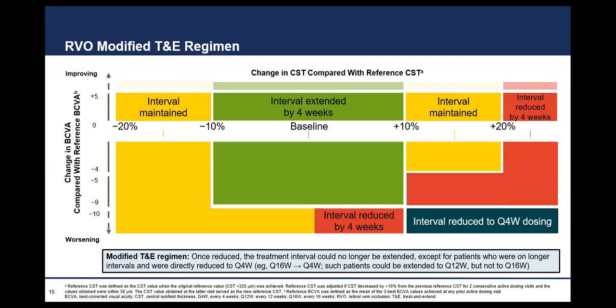Now, the RVO modified treat and extend regime. Just to make it simple, this looks like a chart with many fancy colors there. What you're looking at from baseline is that you must have achieved edema resolution up to 325 microns, which was the inclusion criteria, if you recall that one. Secondly, you must be achieving letter gains. So from baseline, I'm looking at your change in CST compared to the reference CST, okay? We look at how much central subfield thickness you've achieved, less edema up to what level, how many microns, and then you're looking at vision, how many letter gain do you have?